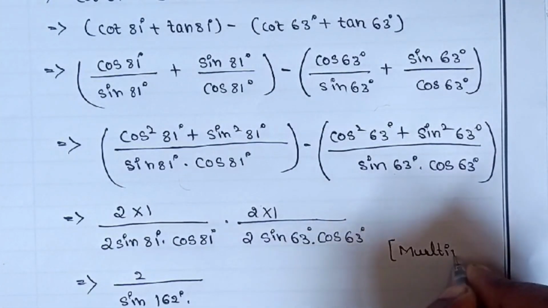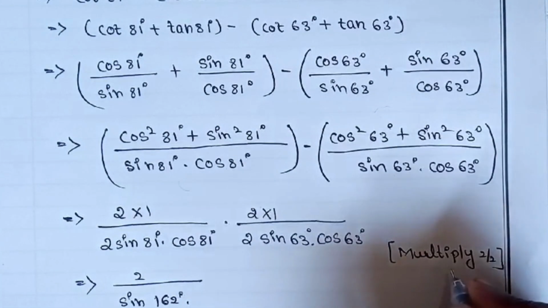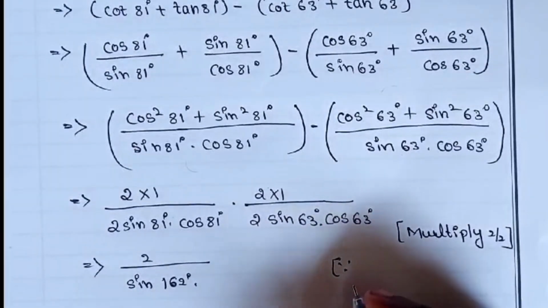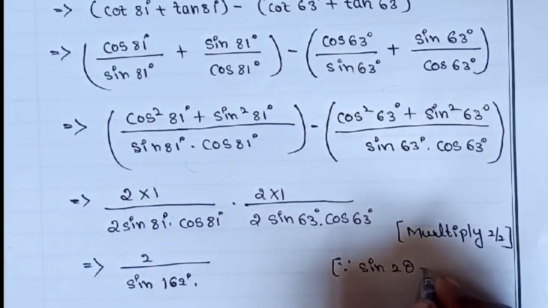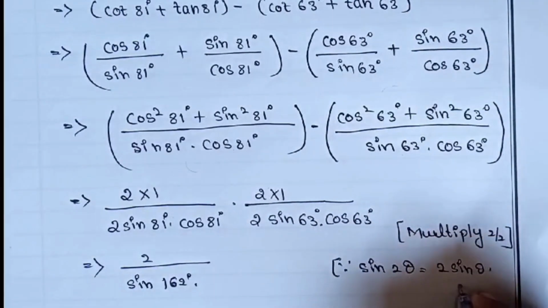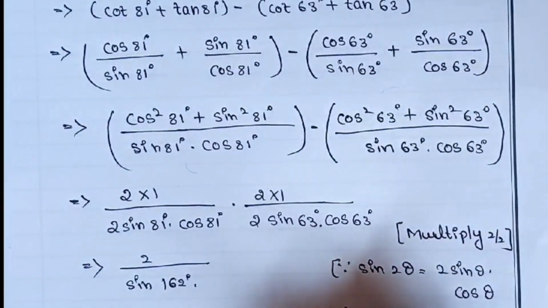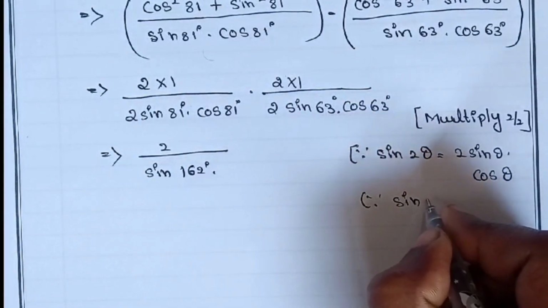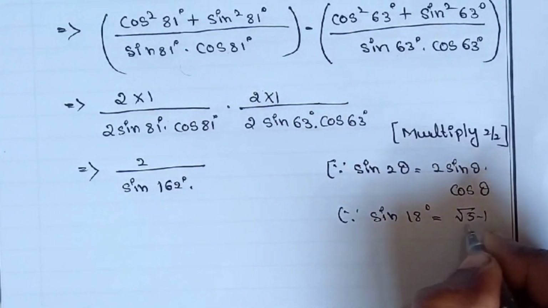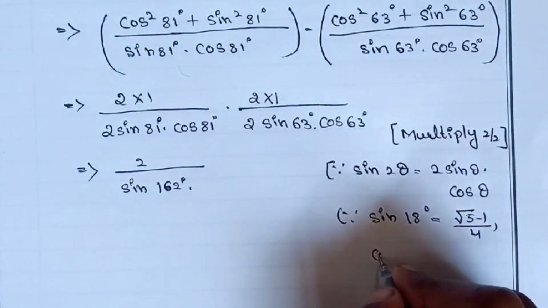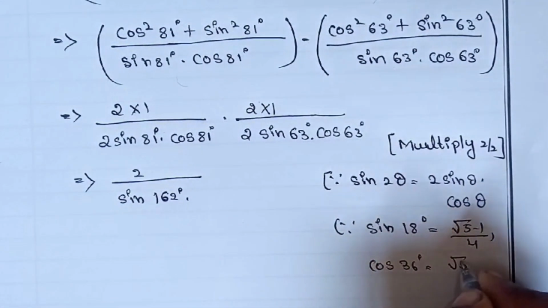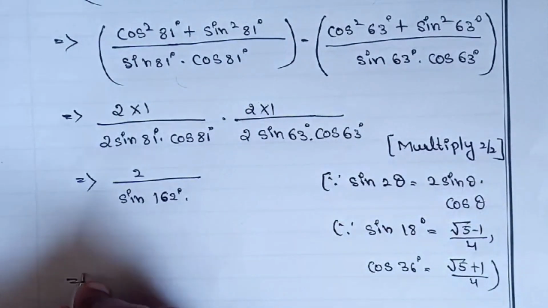We know the value of sin 2 theta is equal to 2 sin theta cos theta. Similarly, we also have the value of sin 18 degrees. Sin 18 degrees is root 5 minus 1 by 4. Similarly, for cos 36 we have root 5 plus 1 by 4. If you substitute the values, we'll get the desired value we are looking for.